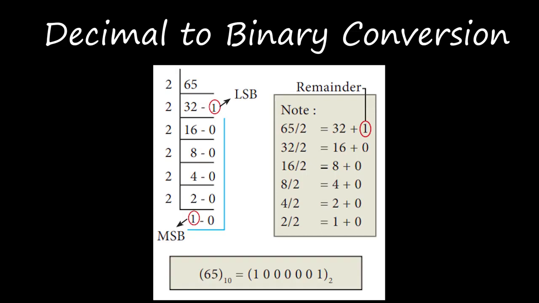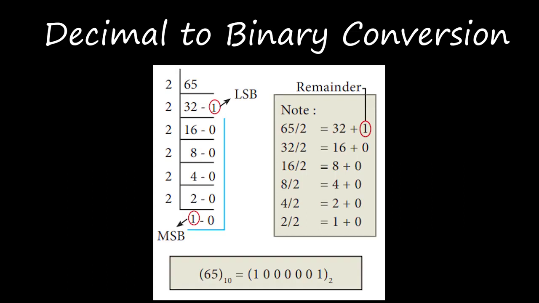4 divided by 2 is 2 plus 0 remainder, and again 2 divided by 2 is 1 plus 0 remainder, right? So from the bottom we start with 1, 0, and then write up to the top end, and that is the binary value equivalent to the decimal value 65, okay?